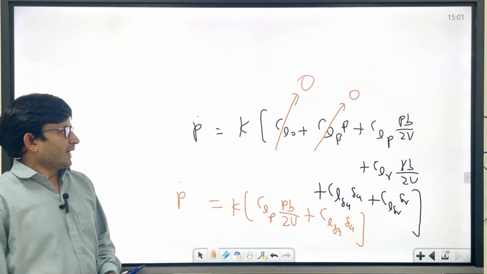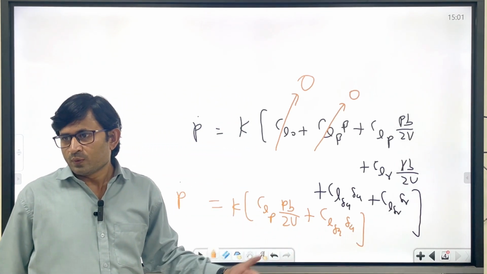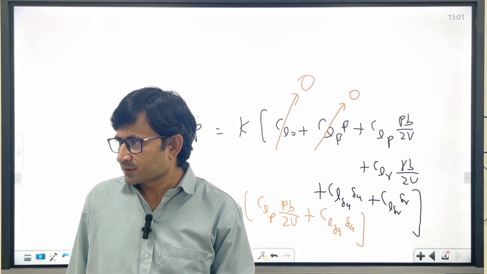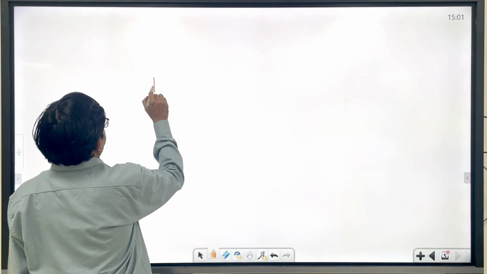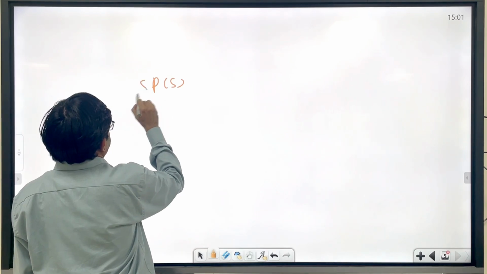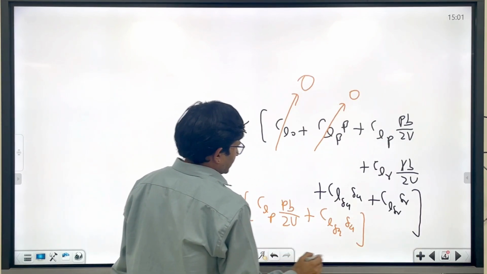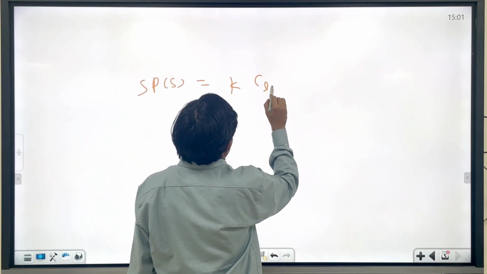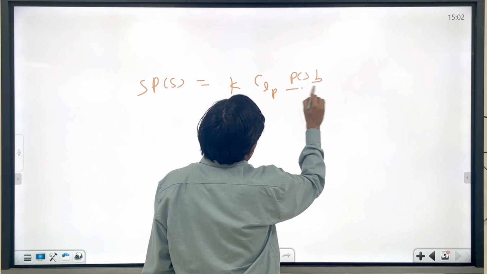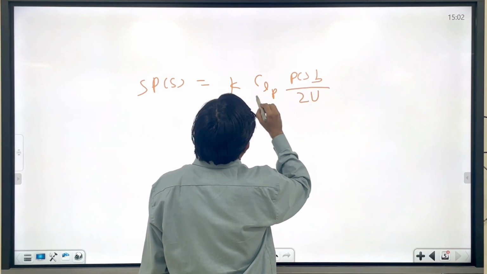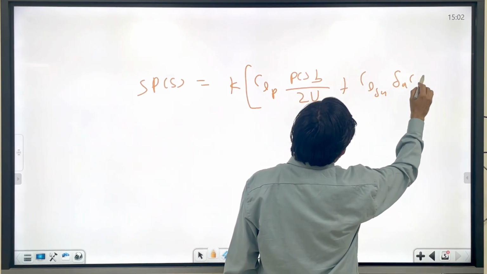Agree with me? I have written all the things, but I have approximated and reached this simple expression. What is the second step? Take the Laplace transform. So when you take the Laplace transform, then you can write P of S equal to K CLP times P of S, B by 2U, and K CL delta A of S.